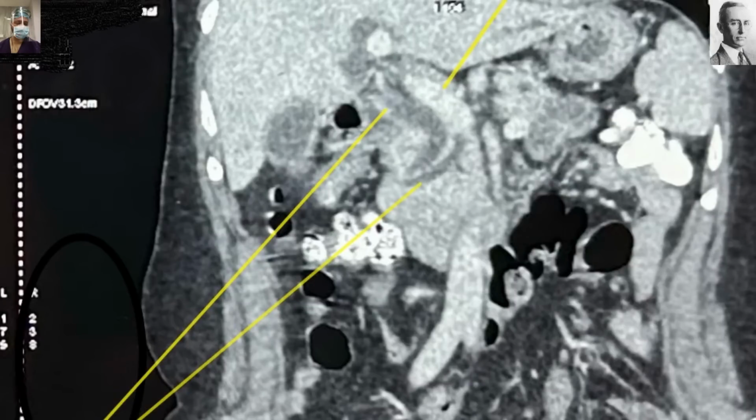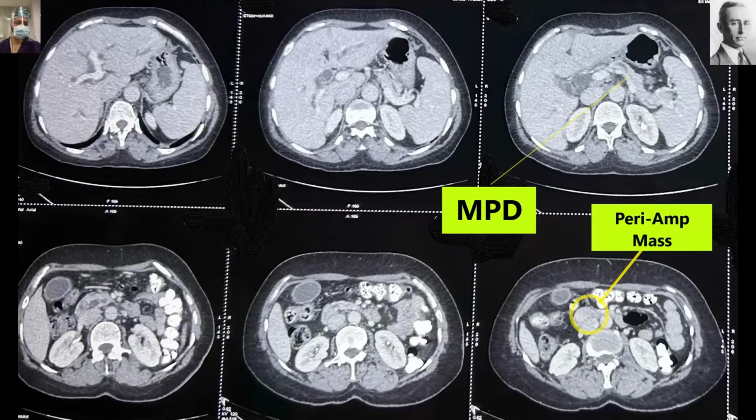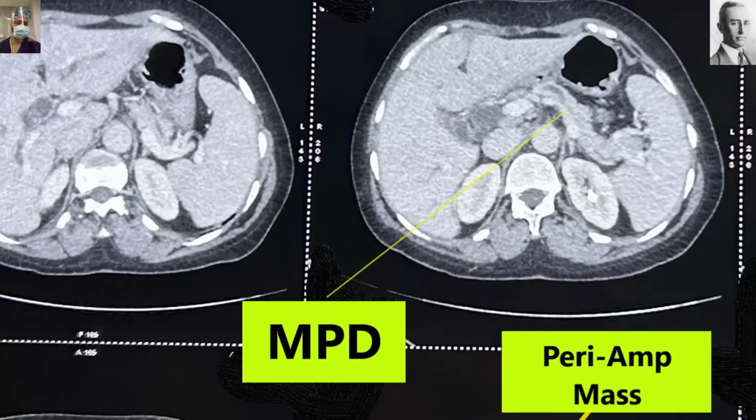And these are the axial images. Here also we have discussed in this case that the MPD, if it is visible up to the body or tail, that means we are dealing with a dilated MPD, and in this case the diameter of the MPD was around 4 to 5 mm, and it is better seen in these close-up images.